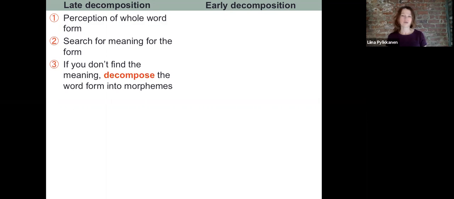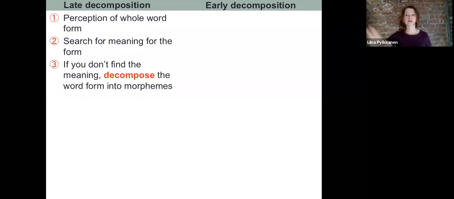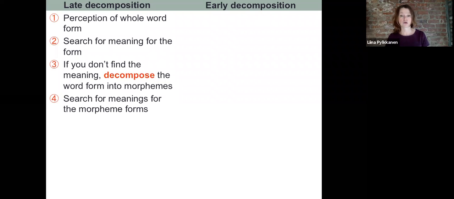Then if you don't find that meaning, if that element is not actually stored in your lexicon, as it wouldn't be if it's a complex form, remember we've now ruled out the full form storage theory. We're just exploring varieties of the decomposition theory. So if you don't find the meaning, then you would decompose the word form into morphemes. So now it's like, okay, let's actually try to extract some pieces from this and see if those will have meanings in my mental lexicon.